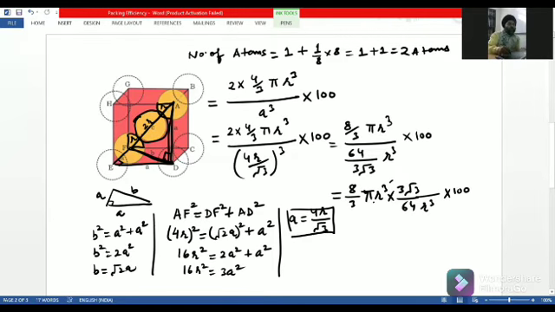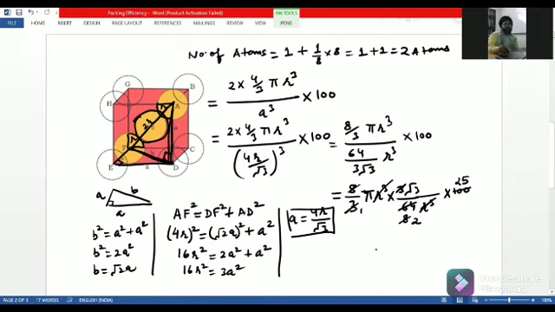Now what can we cancel? We can cancel r cube with r cube. We can cancel 3 and 3. We can cancel 8 and 64. So we are going to get 8 here. Then we can cancel it with 4. We'll get 2 here. And we are going to get 25 here.